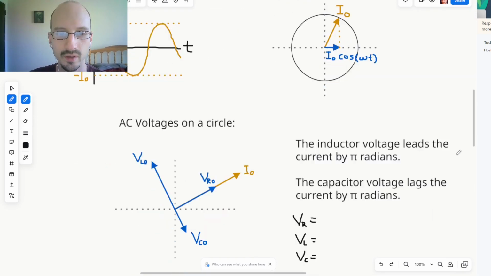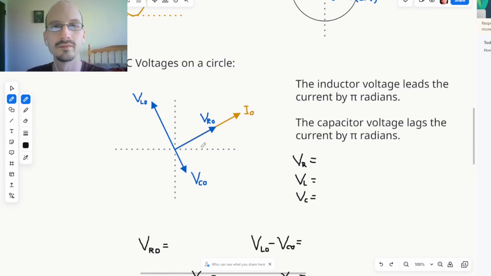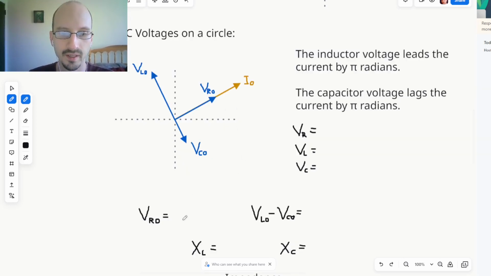We move down, we find that we can draw voltages on the same type of diagram. And when we do, we get the voltage across the resistor points in the same direction as the current, which you know from V equals current times resistance. The voltage across the inductor leads the current by pi radians, or 90 degrees. And the voltage across the capacitor lags the current by pi radians, or 90 degrees.